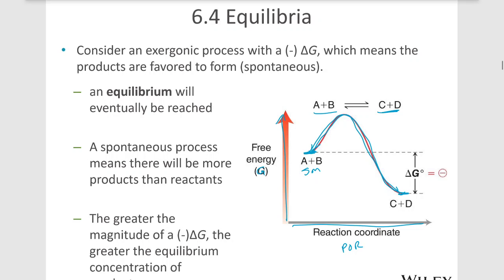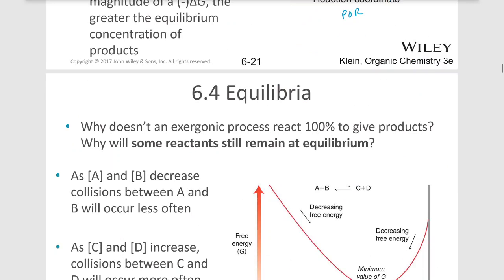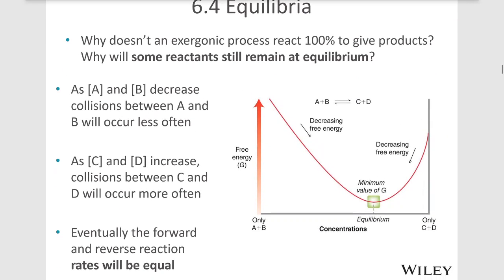So the greater the magnitude of delta G, the greater the equilibrium concentration of products will be. So if you have a very small negative delta G, then you're going to have more reactants than if you had a larger negative delta G. So if your delta G was more negative. Okay, so we'll look at some examples of that. Maybe it'll be a little bit clearer.